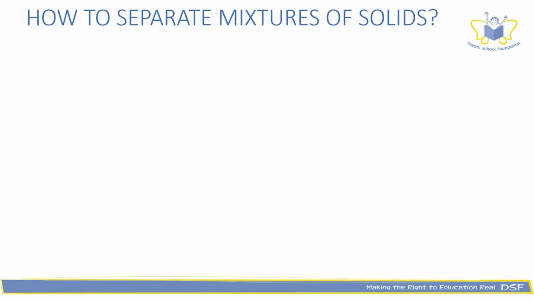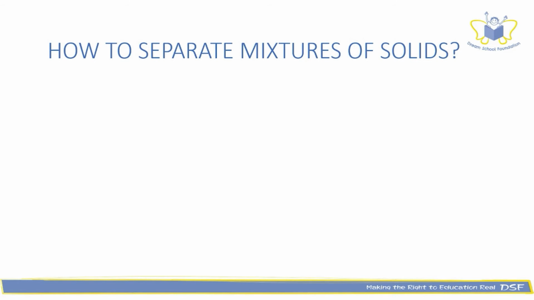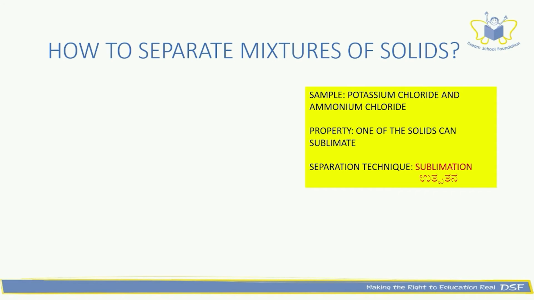Now let us see how to separate a mixture of solids. Here the sample is a mixture of potassium chloride along with ammonium chloride. How about a mixture of these two solids which have a similar size?